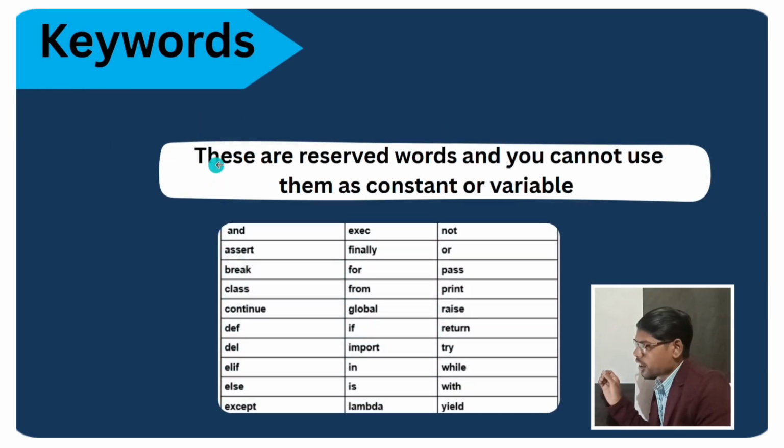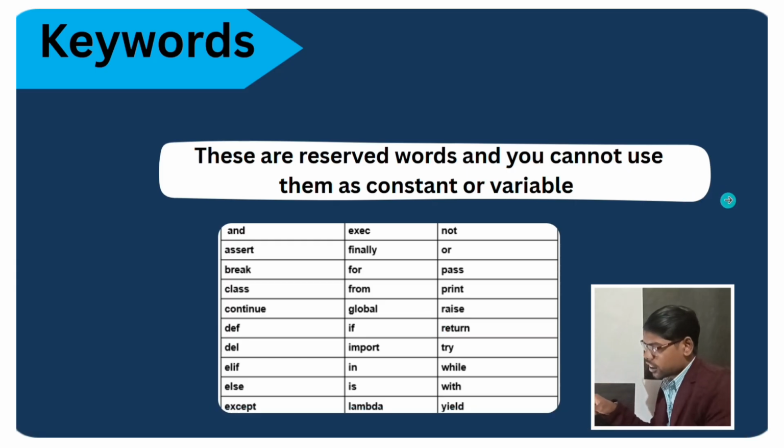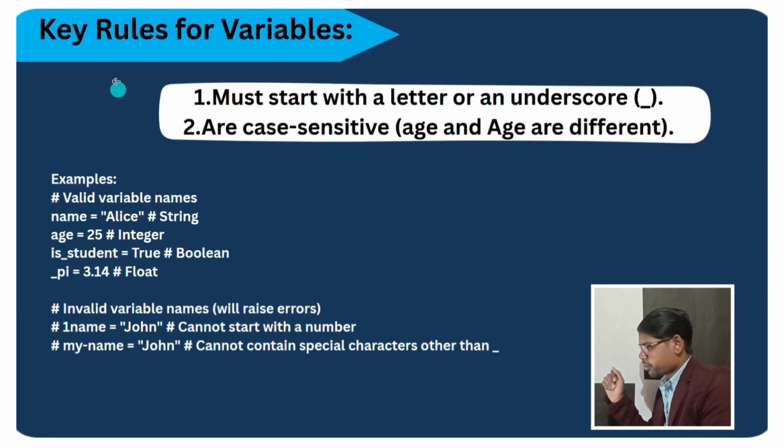And next is keywords. A keyword is a reserved word, and you cannot use them as constants or variable names. They contain fixed values, like and, assert, break, class, etc. This is the total list of keywords used.